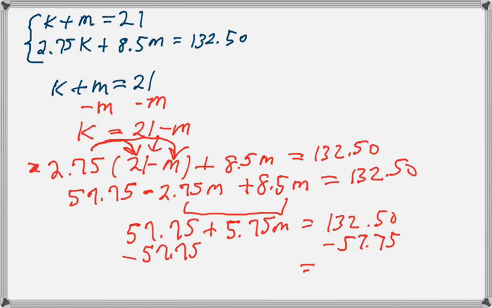Which gives us 74.75. And we still have on the left side 5.75 M. Okay, so we have one last step here. We need to divide both sides by 5.75.